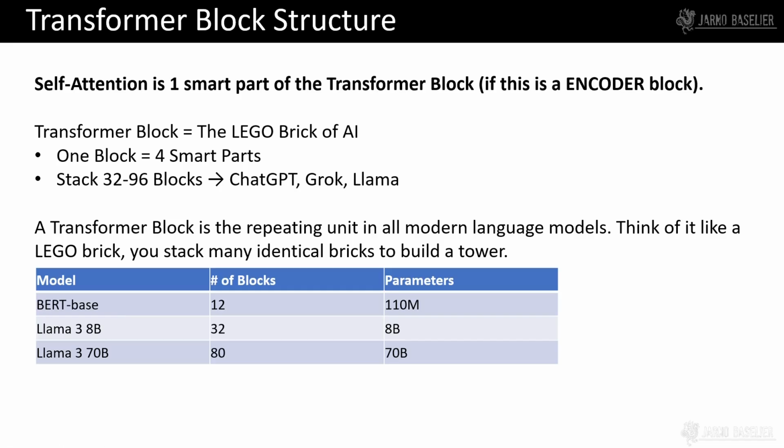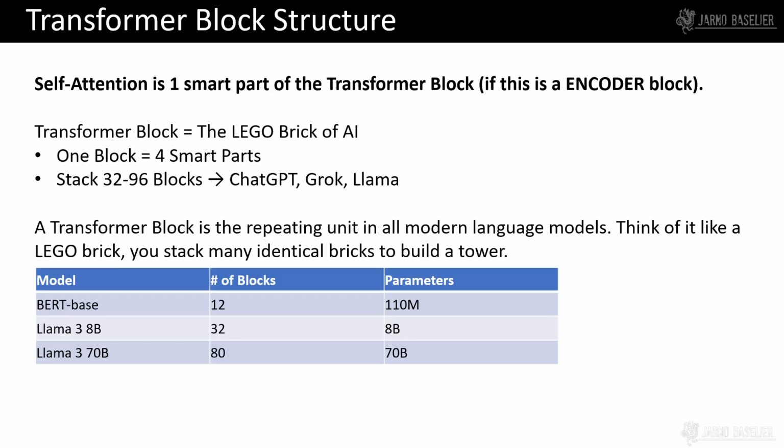That is self-attention, but self-attention is one smart part of the transformer block. And that's only if it is an encoder block, because we have encoder and decoder blocks. But a transformer block is like the Lego brick of AI. One block contains 4 smart pieces. And we can stack 32 to 96 blocks, like ChatGPT, Grok, Llama all use those. A transformer block is the repeating unit in all modern language models.